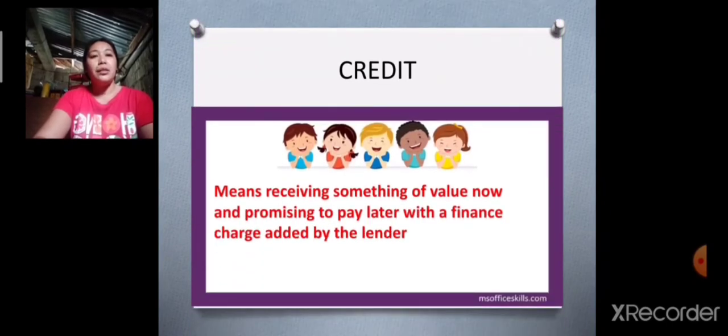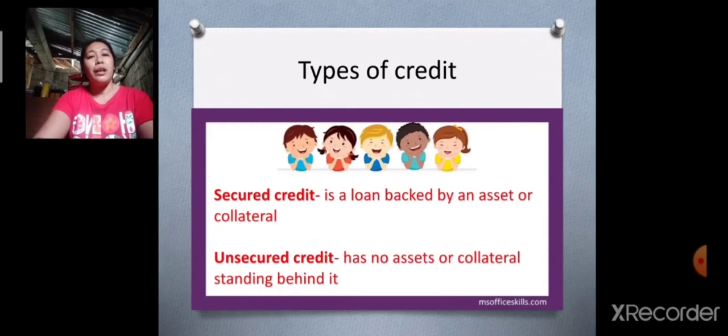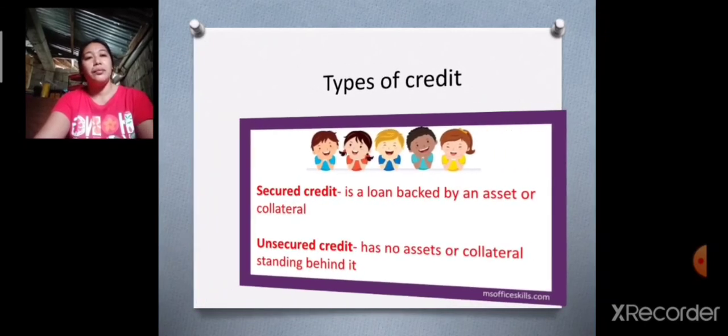Next topic is credit. Credit means receiving something of value now and promising to pay later with a finance charge added by the lender. Types of credit. Secured credit is a loan backed by an asset or collateral. Unsecured credit has no assets or collateral standing behind it.